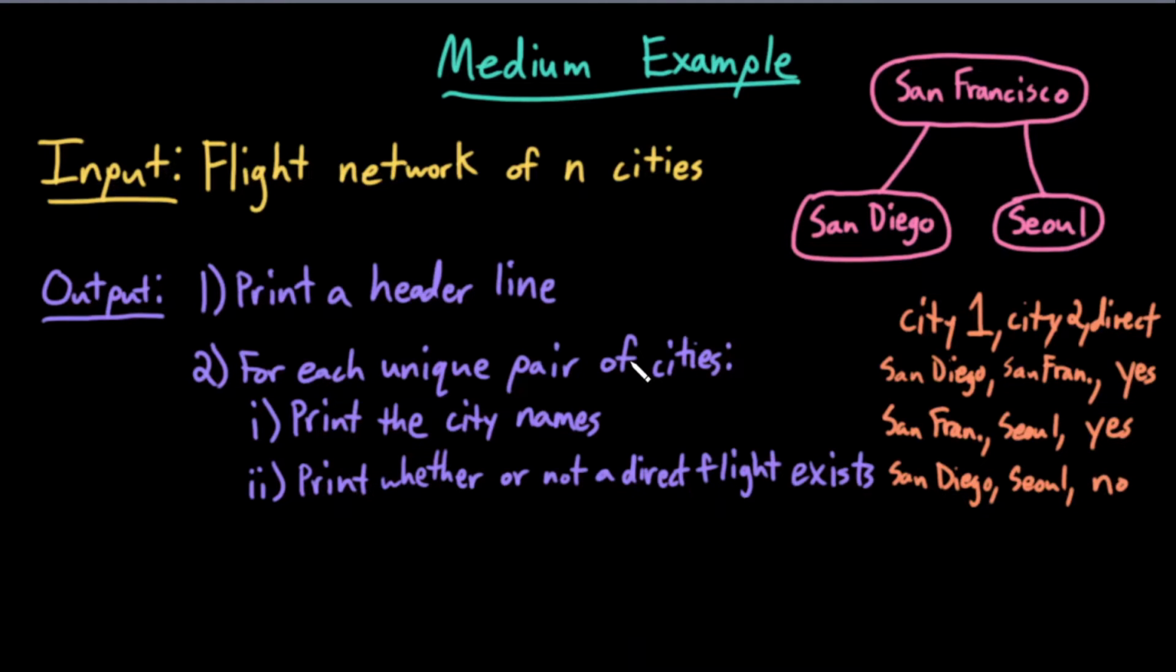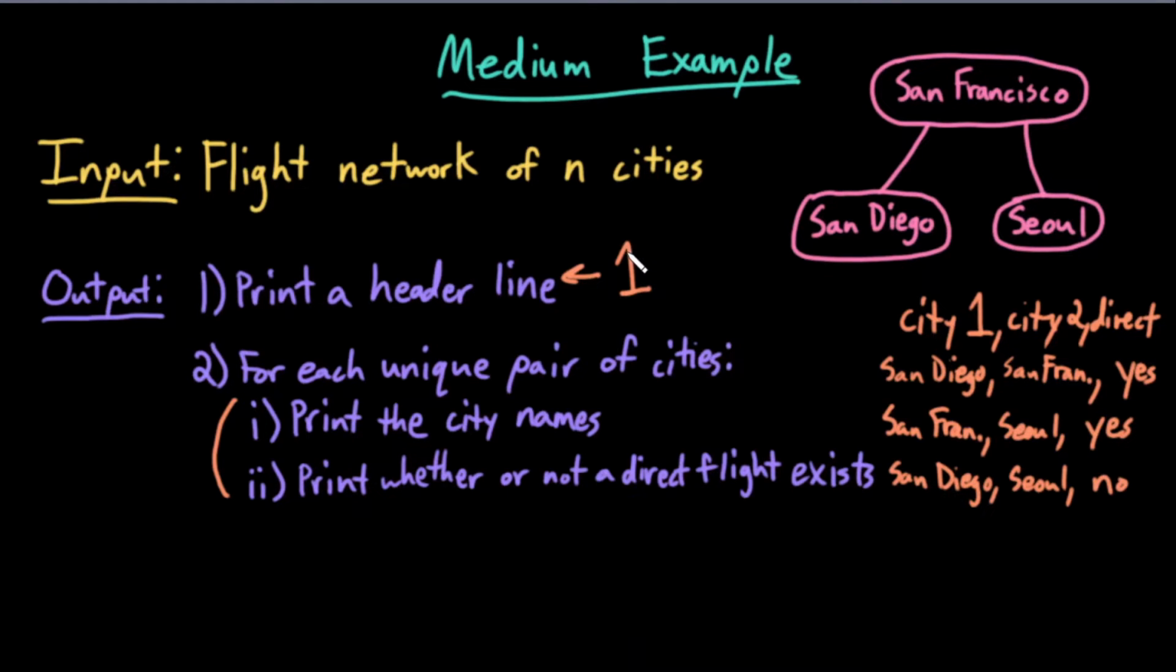So what is the time complexity of this? This first header line, I can write it without needing to know how many cities there are, and it is not impacted at all by the number of cities. So this is always one operation. Then for each unique pair of cities, let's try just one pair of cities. For a single pair, let's say San Diego and San Francisco, I printed their names and I printed whether or not a direct flight exists. So let's say I printed 3 items. Let's say that's 3 operations.